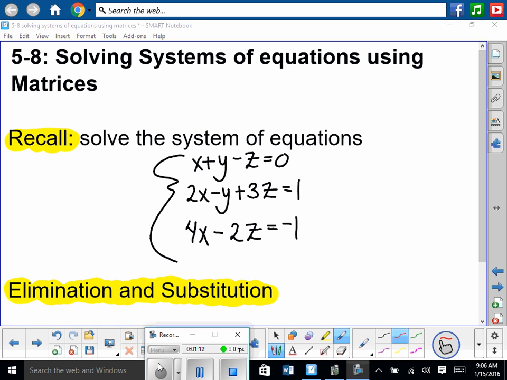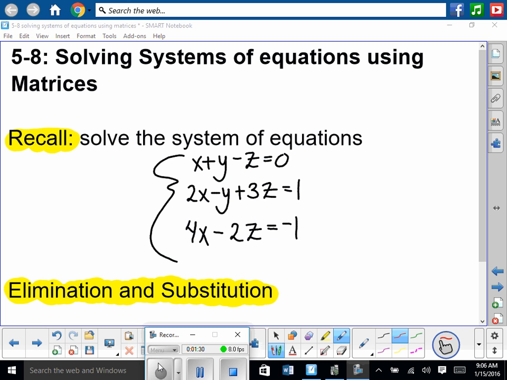Yesterday we learned how to solve systems of equations when dealing with 3 variables. So today we're doing 5-8. We're going to be solving systems of equations with different numbers of variables. So we might have 2 variables, we might have 3, and we're going to do it using matrices.